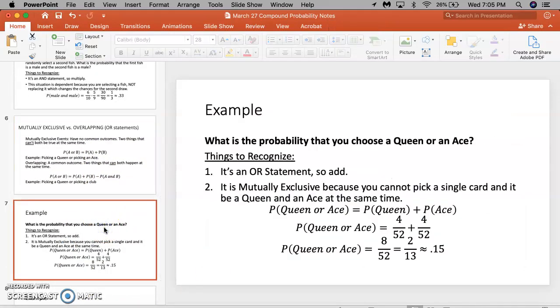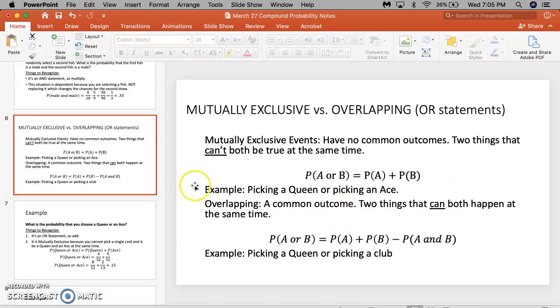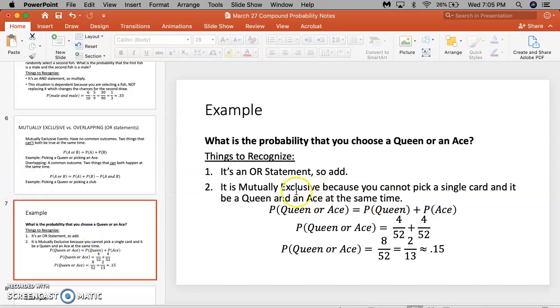All right. So kind of like what we just talked about. What is the probability that you choose a queen or an ace? So this is an or statement, so we have to add. It is mutually exclusive because you cannot pick a single card and it be a queen and ace at the same time. Okay, so that's like what I was just talking about here. All right, so the probability of picking a queen or an ace, so probability of queen plus probability of ace.